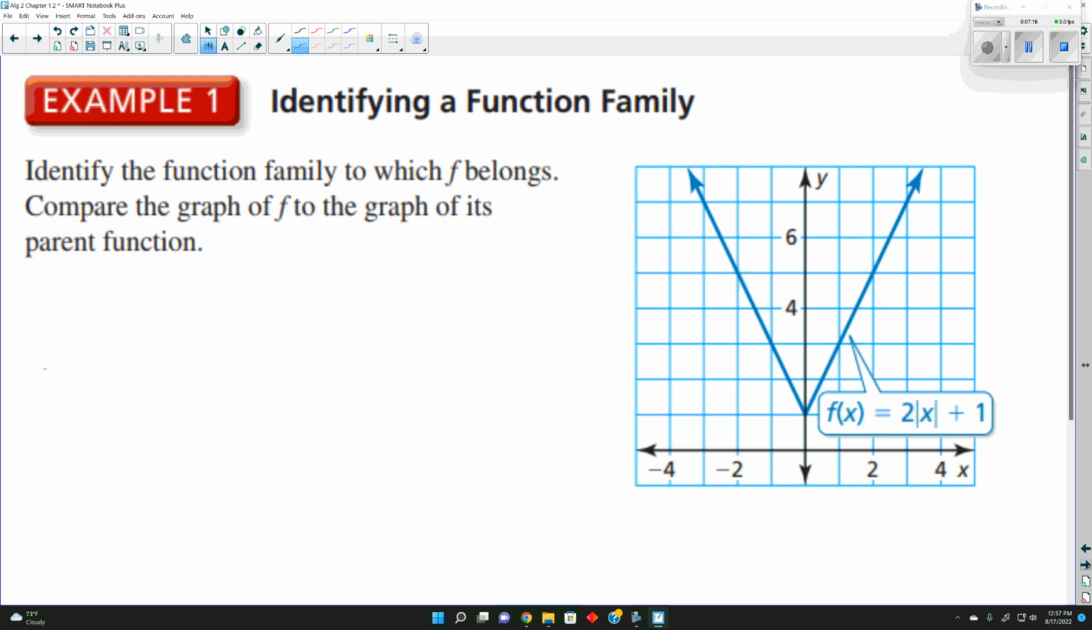We won't get too much into the details of how it works for this one here, but what family does this fall into? How do we know it's absolute value?